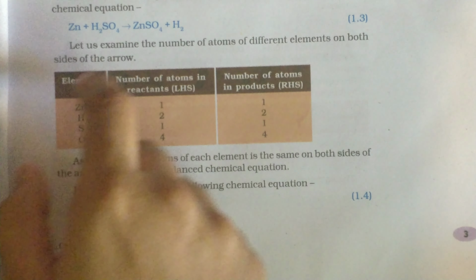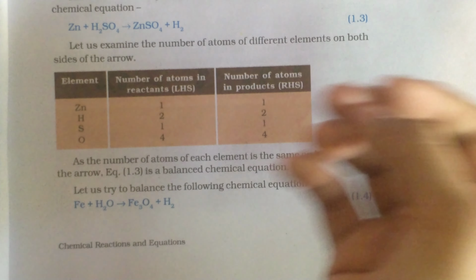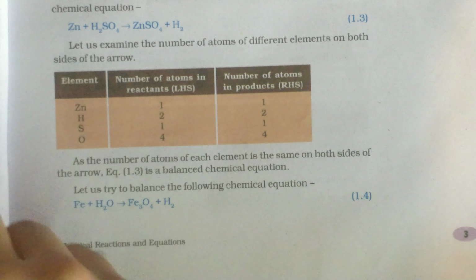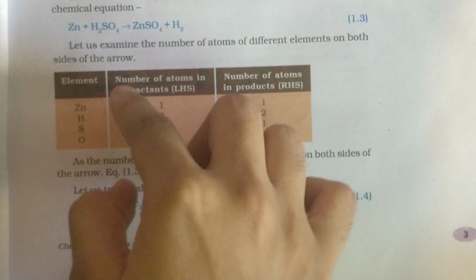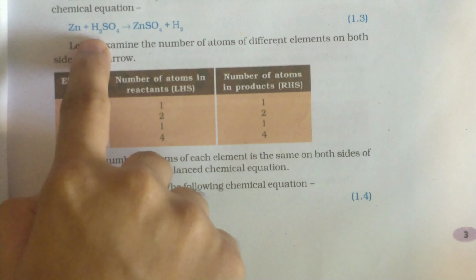Zinc is there. Then we can see that always hydrogen and oxygen should be in this table at the last. So the next is sulfate. So we have zinc, we have sulfate, we have hydrogen and we have oxygen, right? First we have zinc here, it is 1, here also it is 1, so it is already balanced. So H2, which is hydrogen.